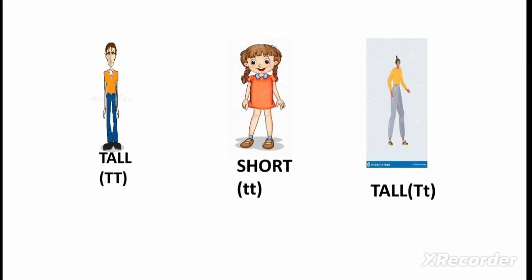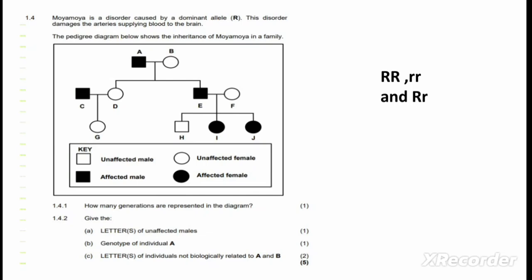It's not short. So I want us to look at this question. The question says that moya moya is a disorder caused by a dominant allele R. So they already told us that if you have moya moya, you must have the dominant allele, which is R, right?